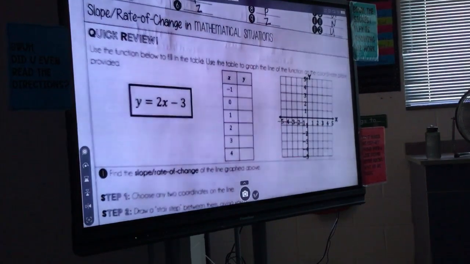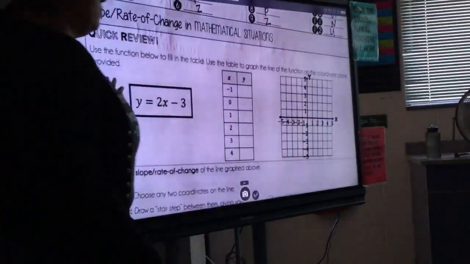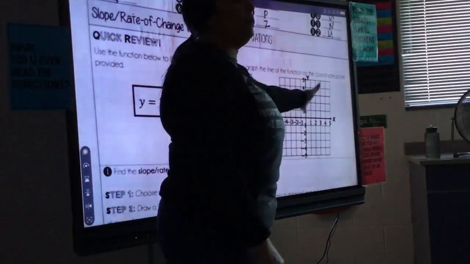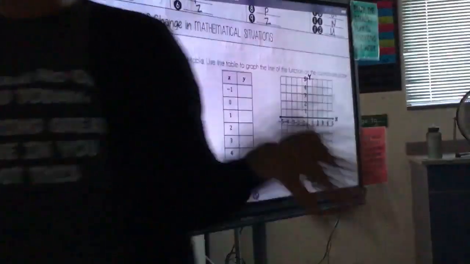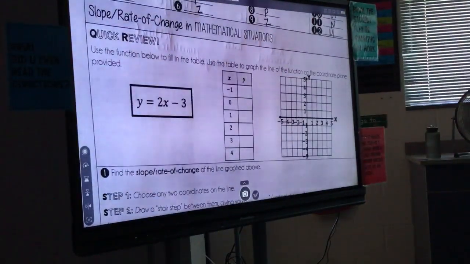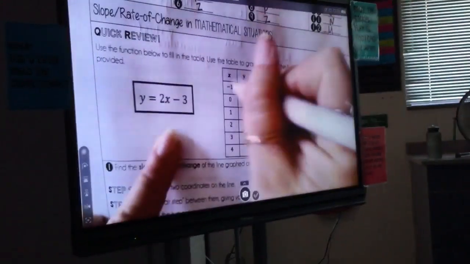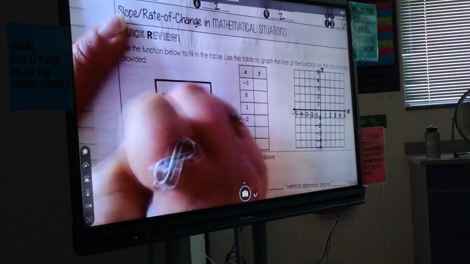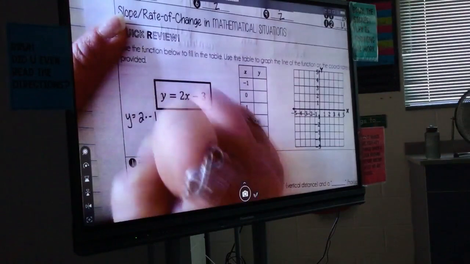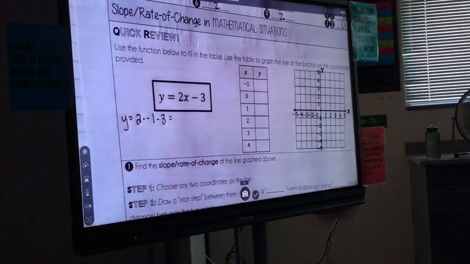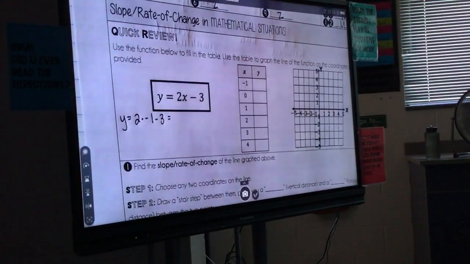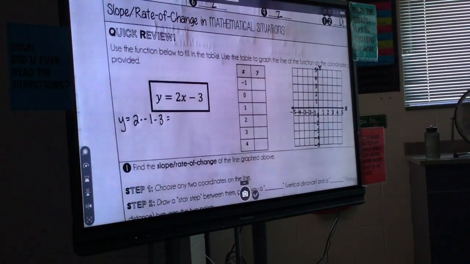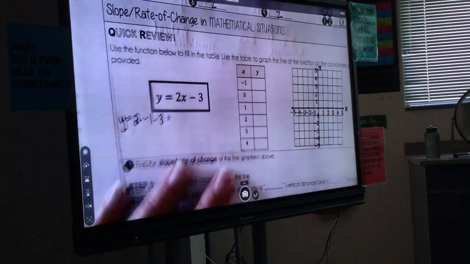All right, we know how to take an equation, use our x value, plug it in, find our y, and we know how to plot, right? We've done all that. So we're going to just quickly practice. Here's my x value. I'm going to plug it in. Y equals 2 times -1 minus 3. What does that give me? Raise your hand. Nevaeh: -5.